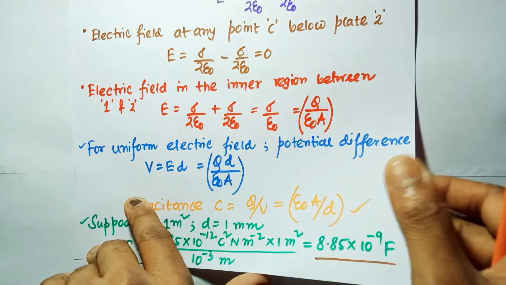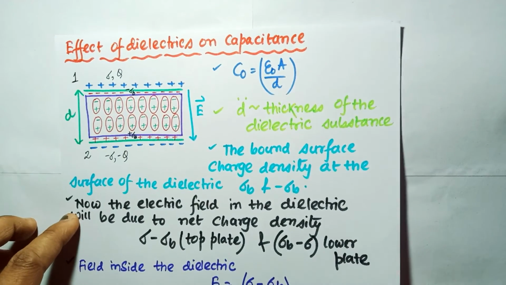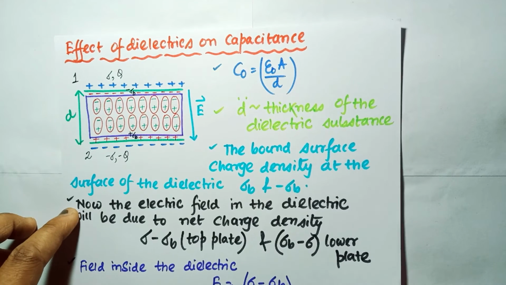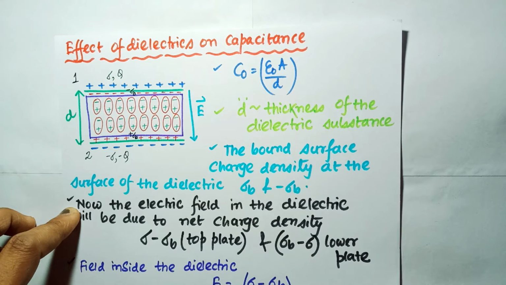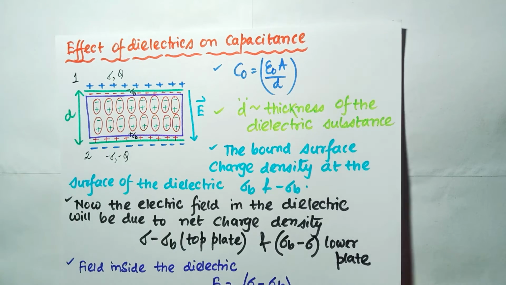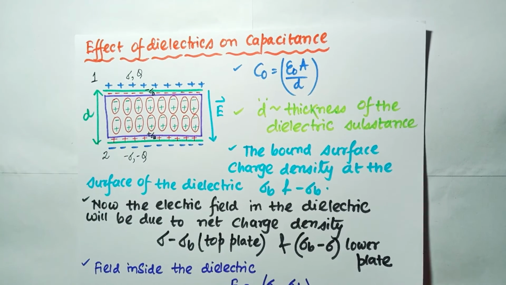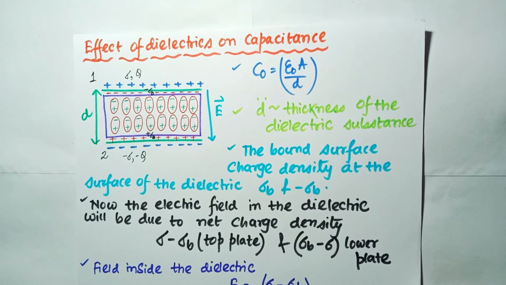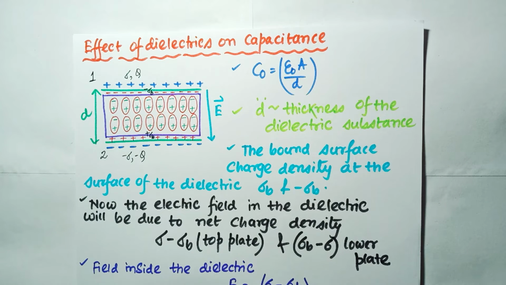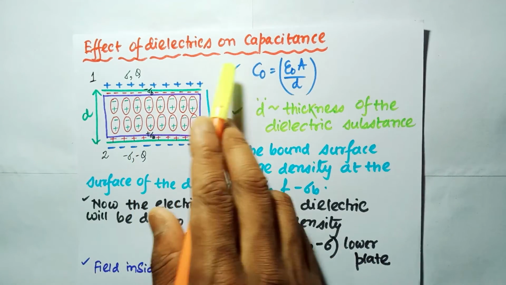Now we will move one step ahead. We have already discussed in our previous video the effect of dielectrics when placed in an external electric field. So we have already seen what happens when we place a dielectric material in an external electric field. Let us see how the capacitance gets modified in the presence of a dielectric material, that is, the effect of dielectrics on the expression of the capacitance.